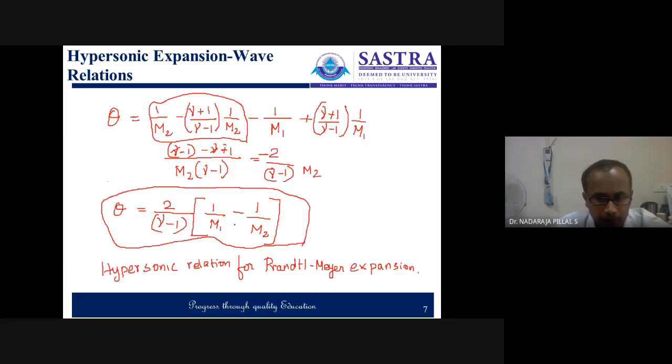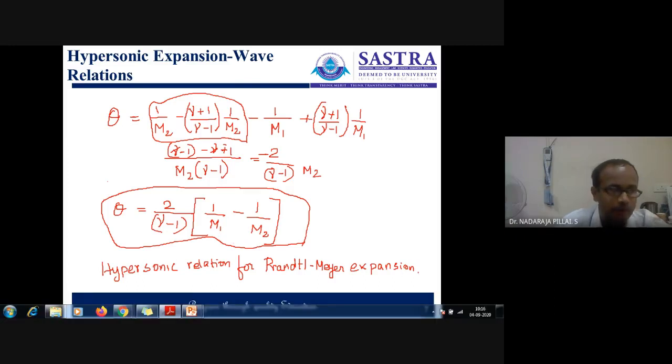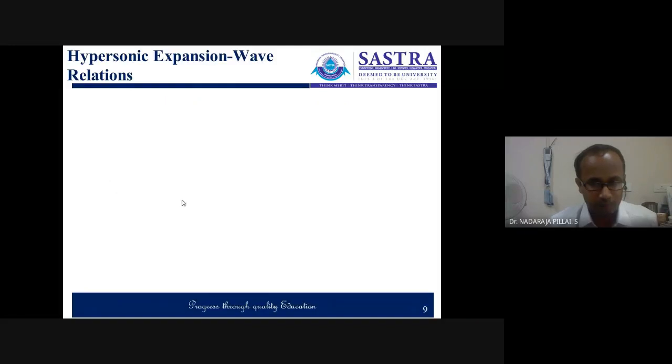So in the Prandtl-Meyer expansion, we have M1 and M2, right? So now it is possible to reduce this equation. So we can reduce this equation to M1 by M2. We want M1 by M2. How can we calculate M1 by M2?